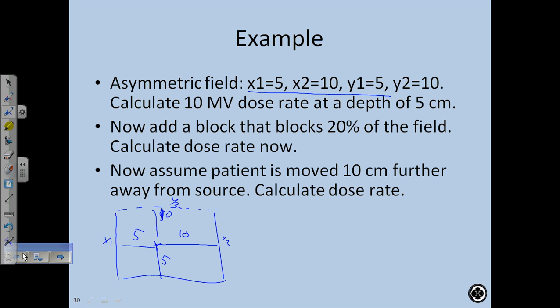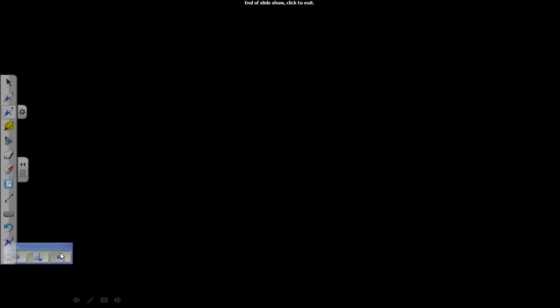And then you add a block that blocks 20% of the field, so you can just make up a block that blocks 20% of the field. In that case you've got a new A to work with. Then calculate the dose rate. Now the patient has moved 10 cm further from the source, and a couple of things happen. The field size gets bigger, and you're further from the source, so there's an inverse square factor. I'm going to let you guys do it. And that's it.